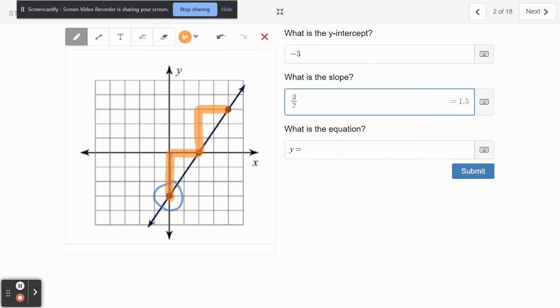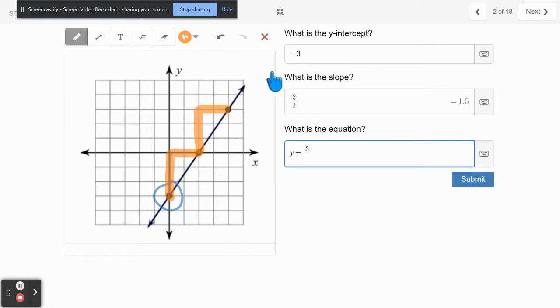So now you have a lot of information here to use for your equation. Remember, the slope goes first. So we're going to put 3 over 2 x. How did I do the fraction? I hit the backslash sign on the keyboard. Now you have 3 over 2x, and then I'm going to do this y-intercept, -3. Okay?